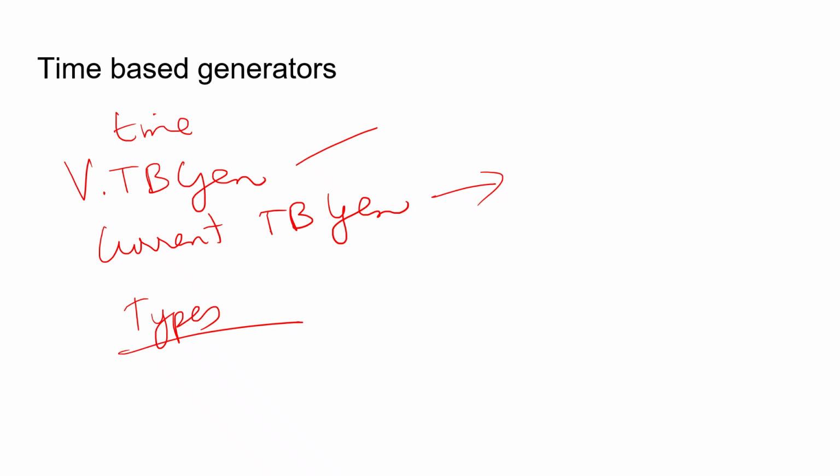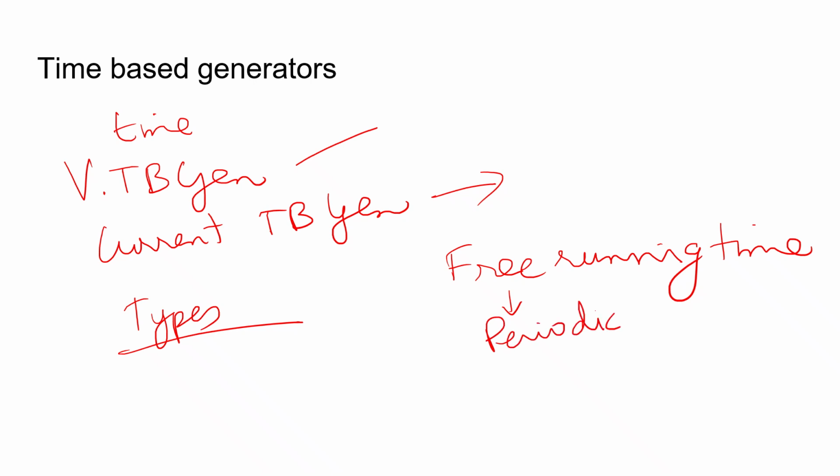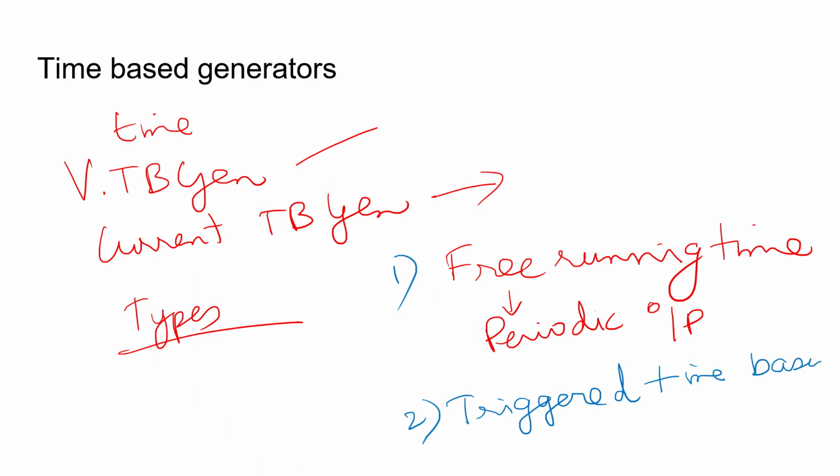We have the free running time-based generator, in which periodic output is obtained. Second, we have the trigger time-based generator, in which a linear output is obtained for a specific duration.